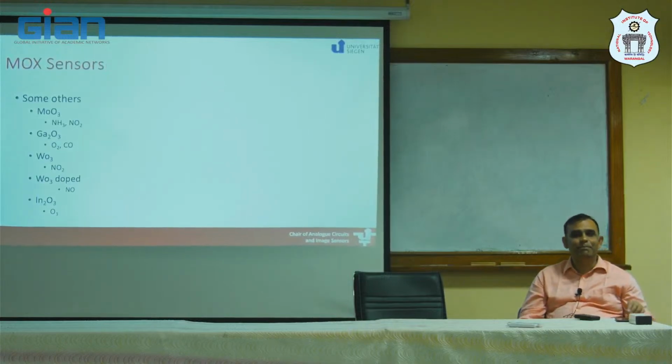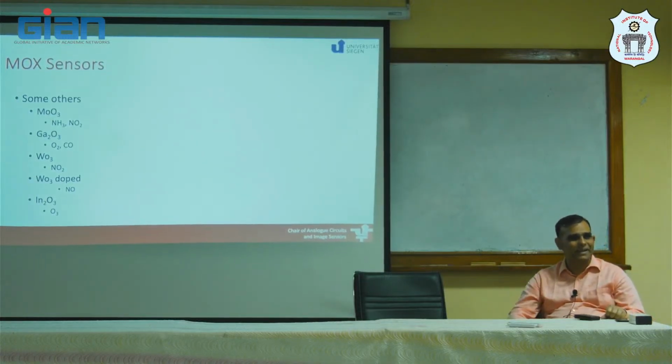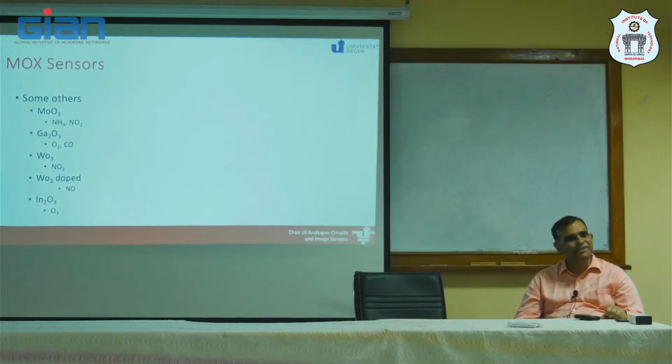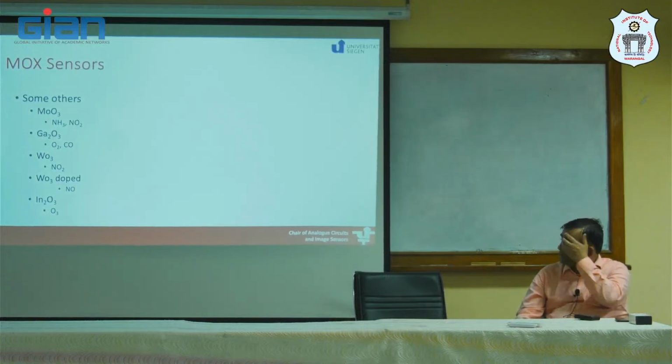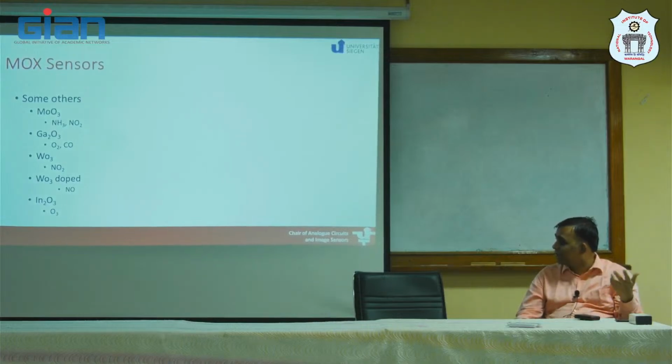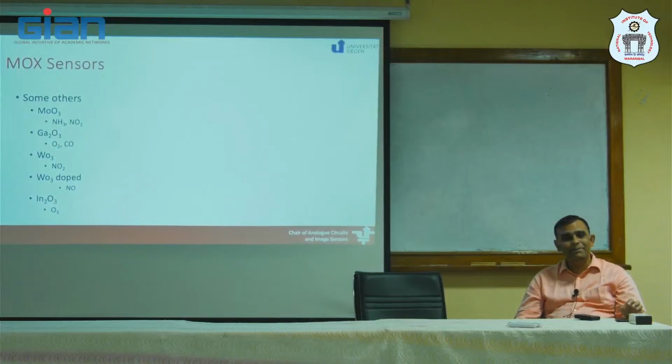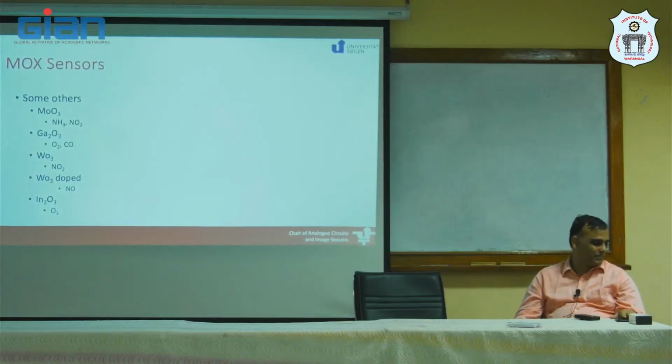And then there is a big variety of oxides which people have tried with. There is molybdenum oxide which does ammonia and nitrous oxide, gallium oxide which does carbon monoxide and oxygen, wolfram oxide which does nitrous oxide. If you do it doped, you can also do nitrogen monoxide. Indium oxide does ozone.